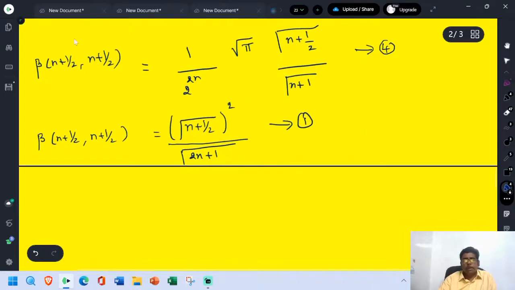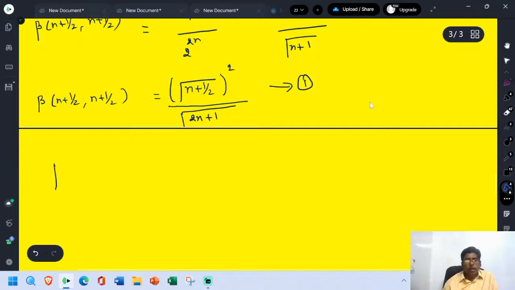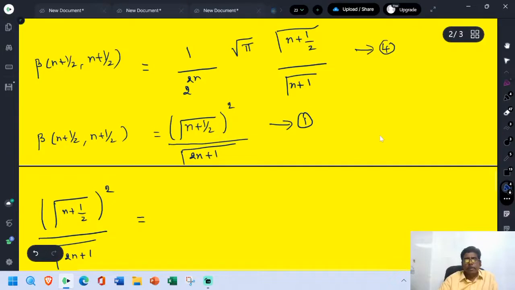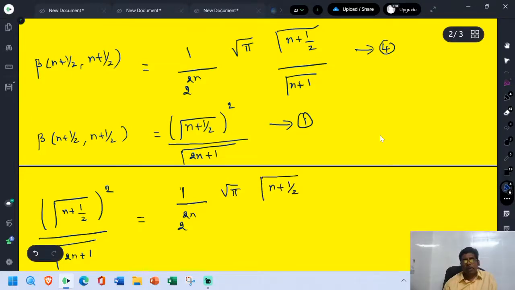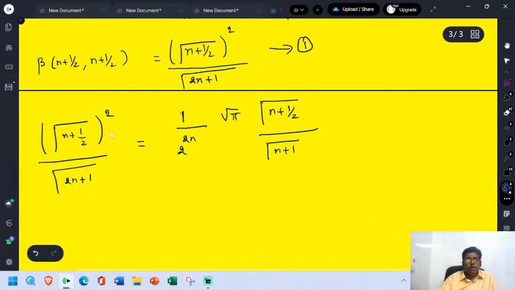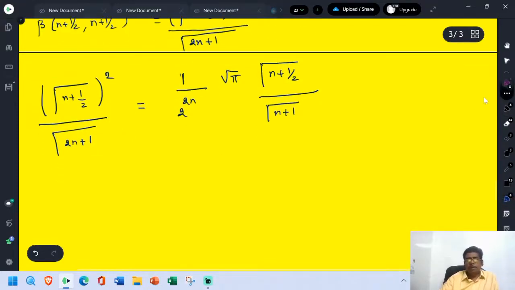Now compare these two. Left hand sides are equal, so the right hand side should be equal. Therefore, gamma of n plus 1 by 2 whole square divided by gamma of 2n plus 1 is equal to 1 divided by 2 power 2n, root pi into gamma of n plus half divided by gamma of n plus 1. Here gamma of n plus half is available with the square, so we need the value of gamma of n plus half alone.